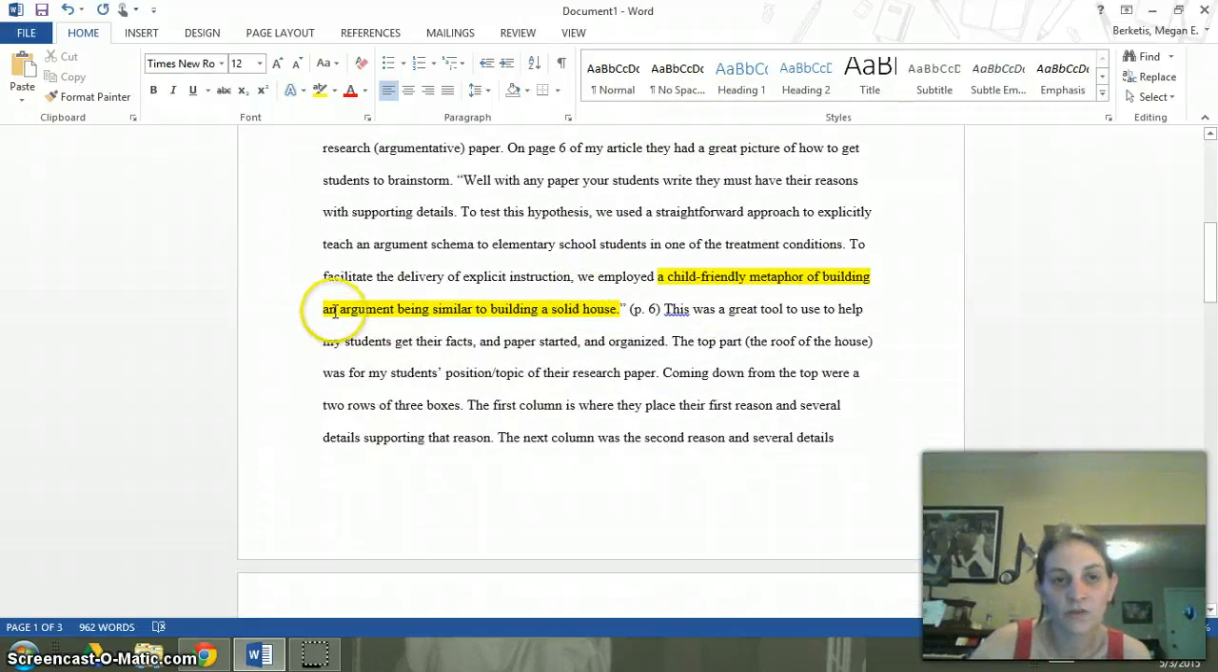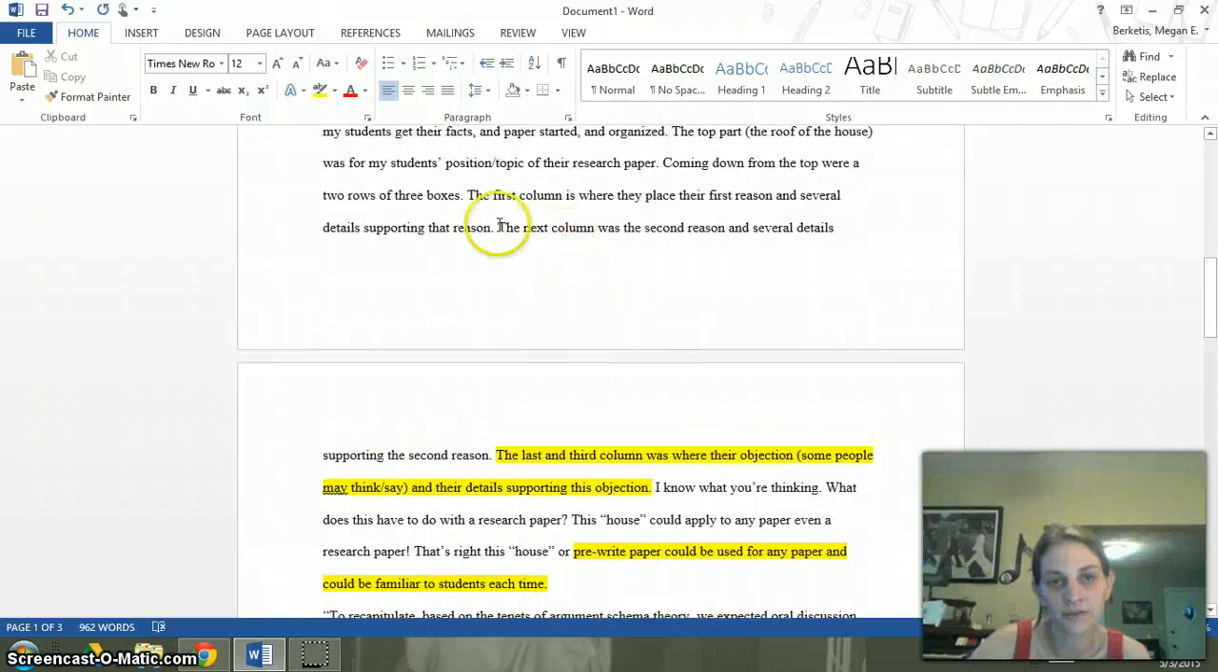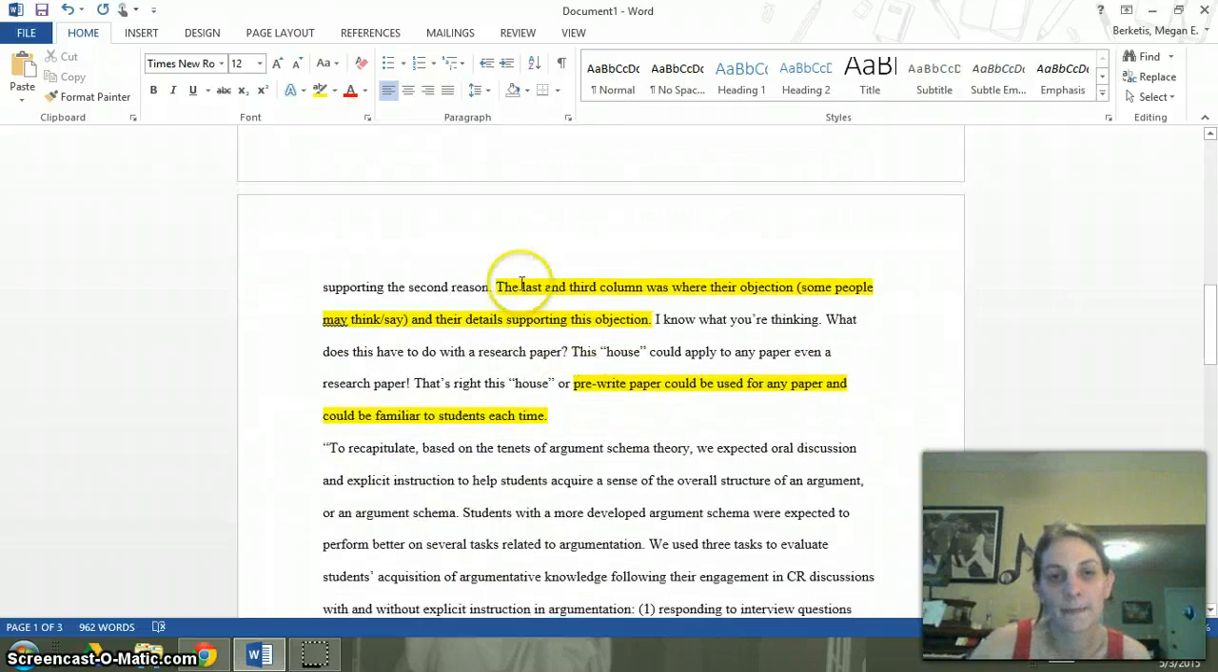A child-friendly metaphor of building an argument being similar to building a solid house. I liked that right there, that he set up the metaphor, and then I really like that you went into the specific details of it. The first column is the first reason, and then the roof is their overall topic. I like that you put the last and third column is where their objection, some people might think, say, and their details to support this objection.